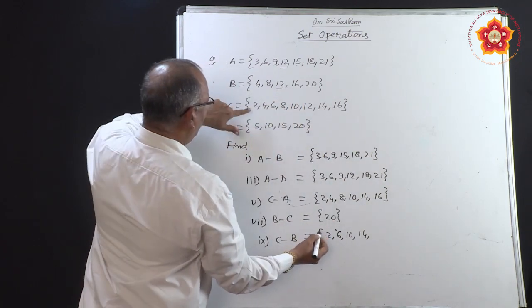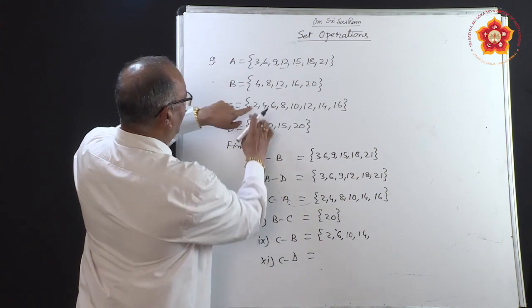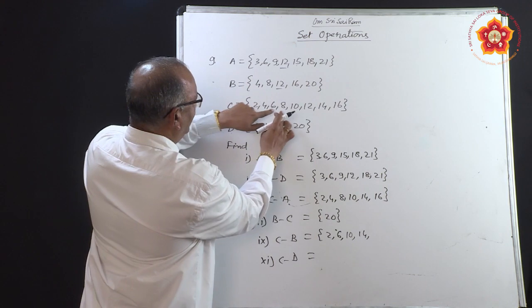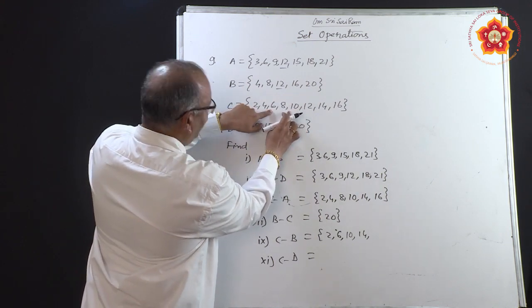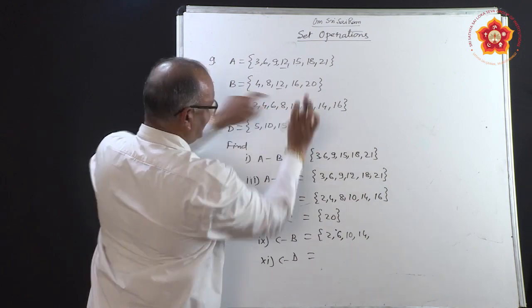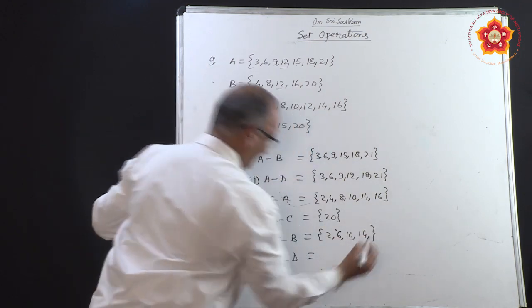So 2. From C we are removing B. So 2 which is not there, 4 is there, we have not taken. 6, correct. 8 is there, we will not take. 10, yes, correct. 12 is already there. 14, correct. And then 16 is there. So this is the answer.